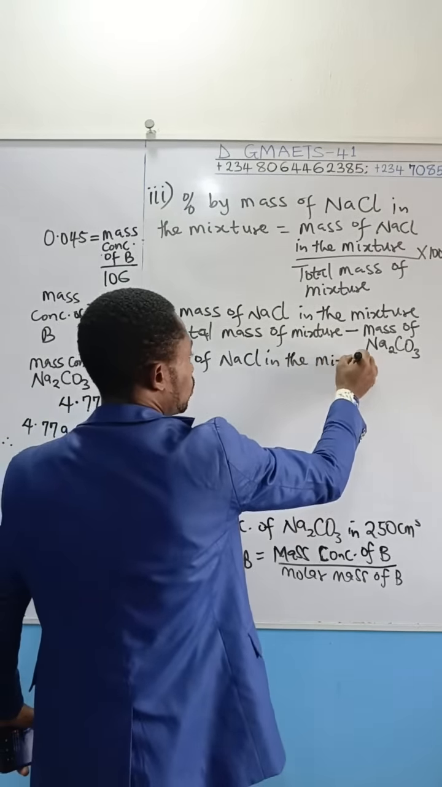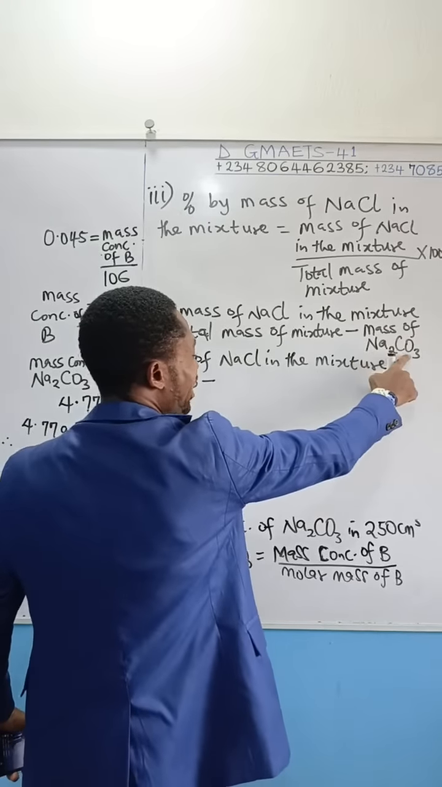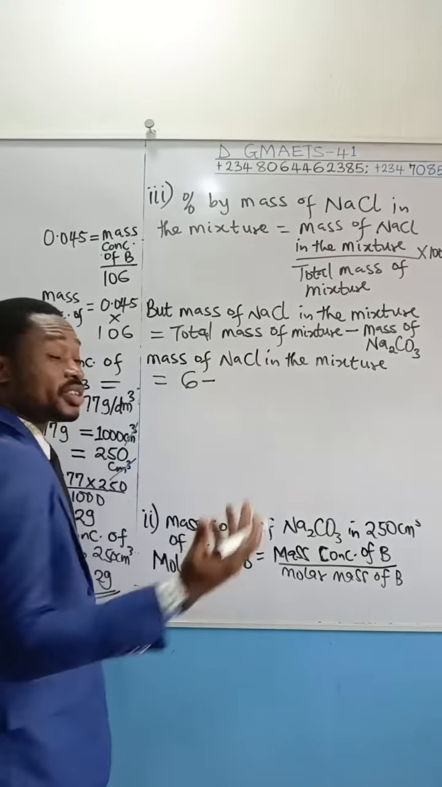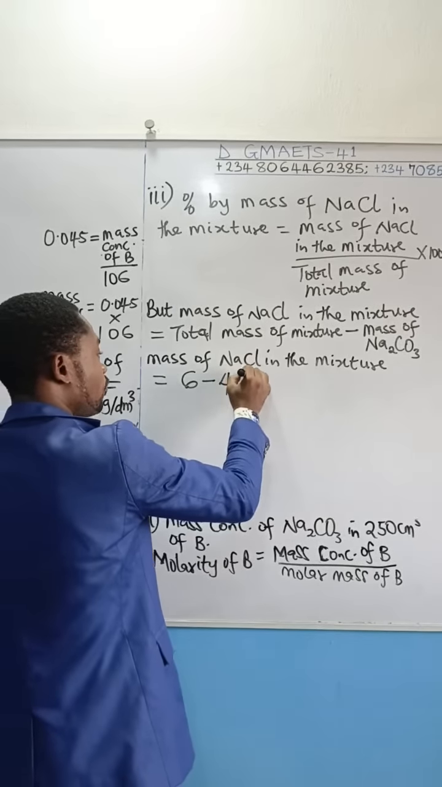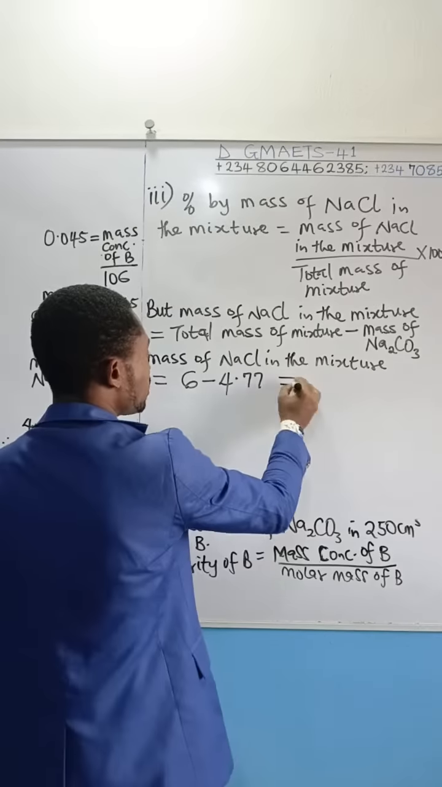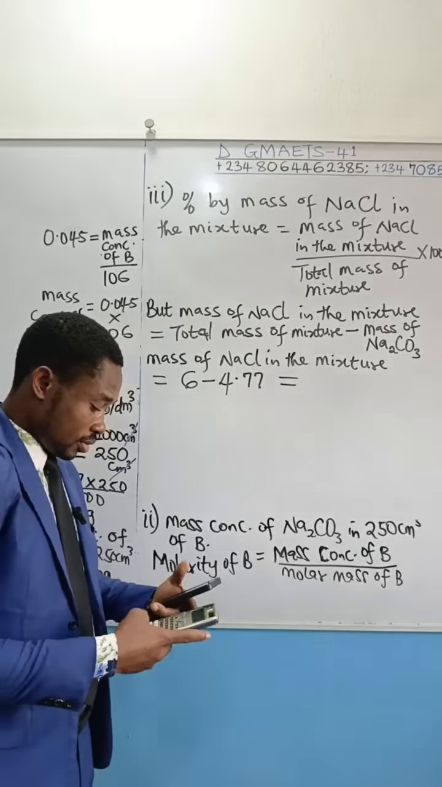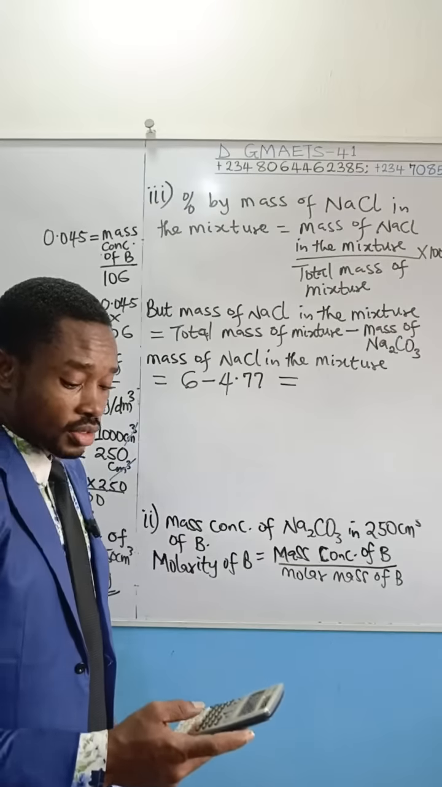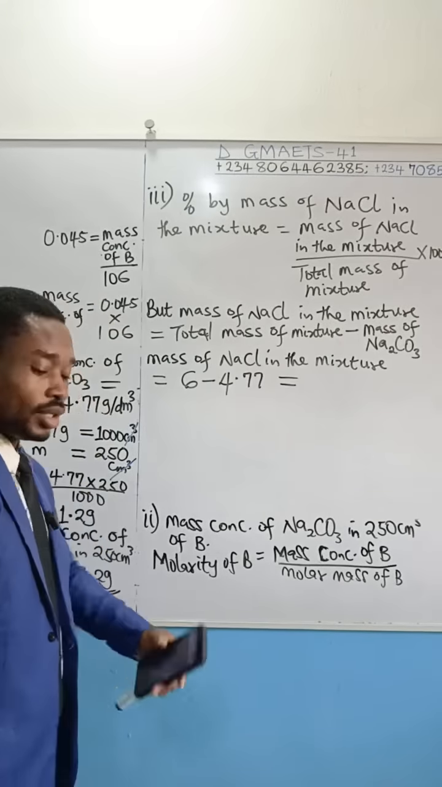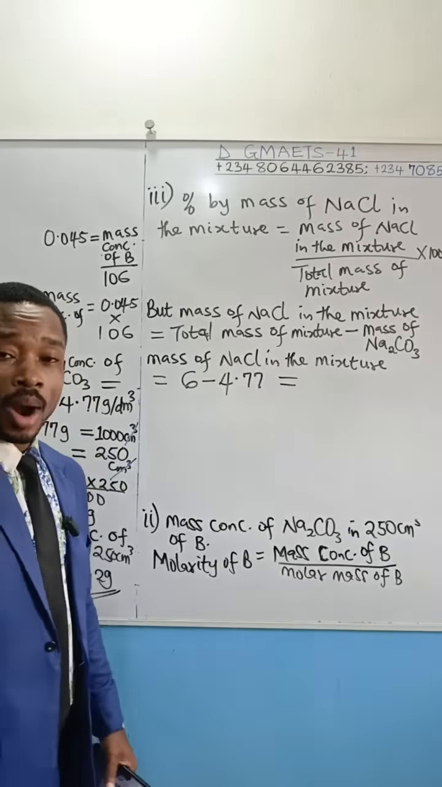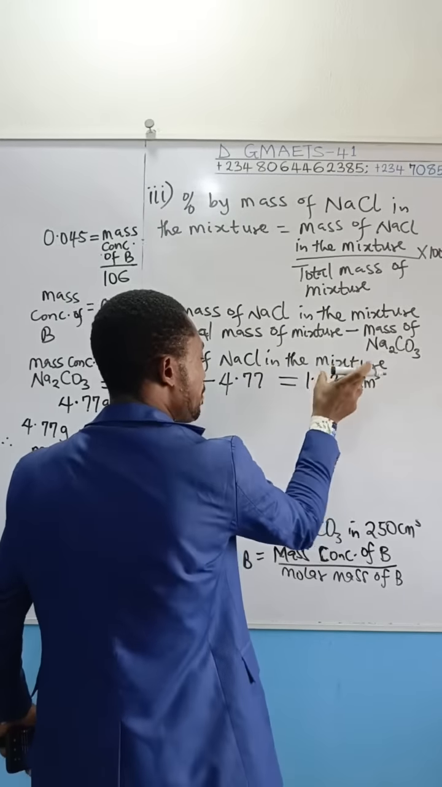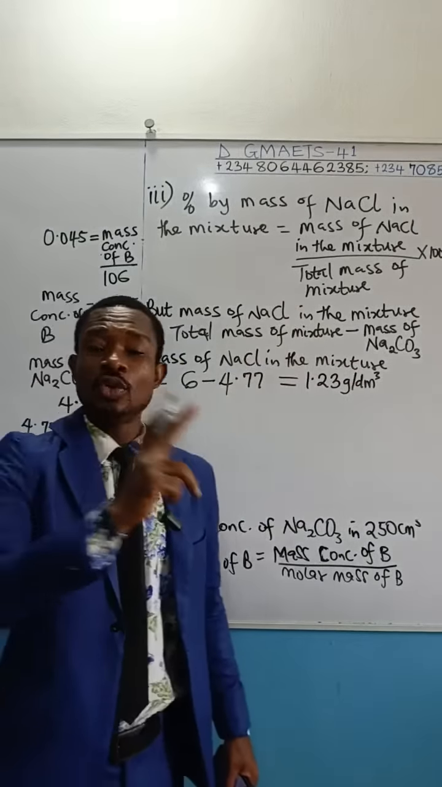So this mass of sodium chloride in mixture will now be equal to total mass, 6 grams per dm cube, minus mass of sodium carbonate in that solution of 1000 cm cube or 1 dm cube, which is 4.77. So you subtract this and let's see what we are going to get. This is 6 minus 4.77, and of course, I got 1.23. So I am going to write this 1.23 gram per dm cube. So this is the mass of sodium chloride only, which is the impurity.